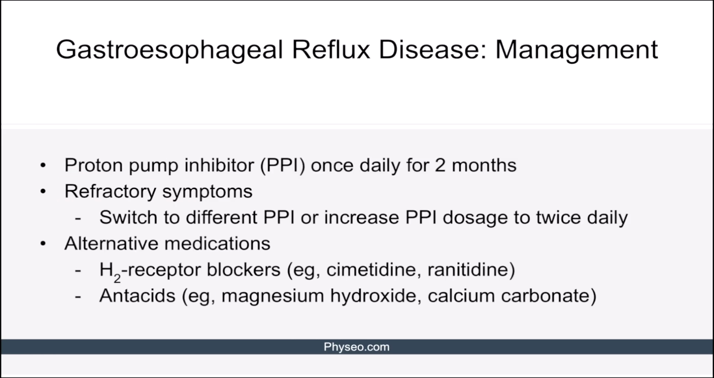Management of GERD includes administration of proton pump inhibitor once daily for 2 months. If the patient has refractory symptoms, then we can either switch to different PPI or increase the PPI dosage to twice daily. Alternative medications include H2 receptor blockers like cimetidine and ranitidine, and antacids such as magnesium hydroxide and calcium carbonate. It's worth mentioning that proton pump inhibitors are preferred over H2 receptor blockers because PPIs best suppress the gastric acid production. Antacids, on the other hand, are for symptomatic relief.